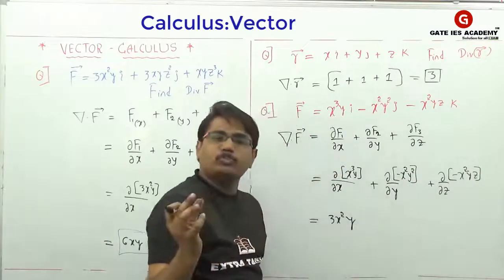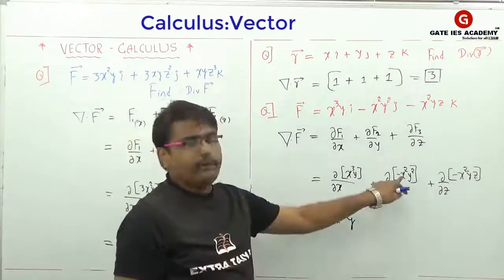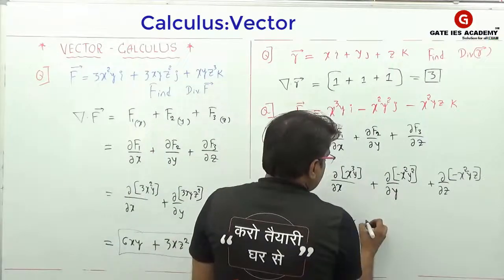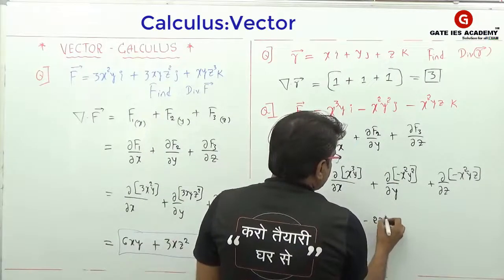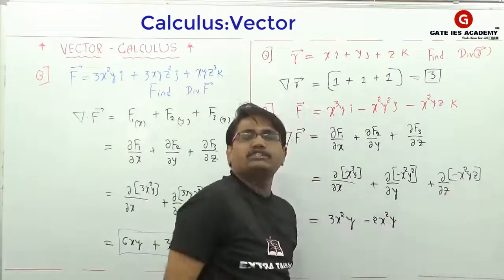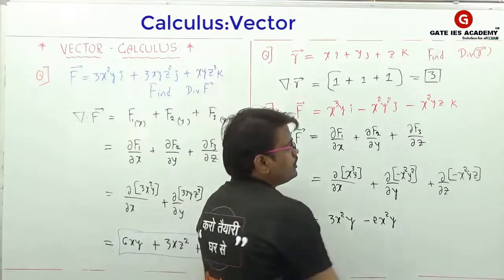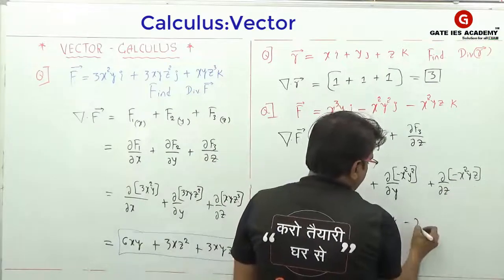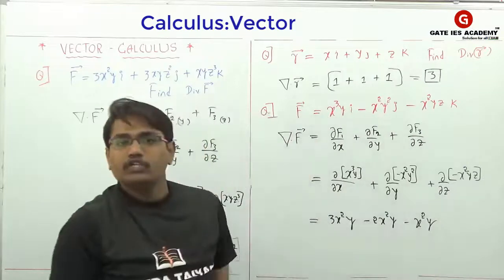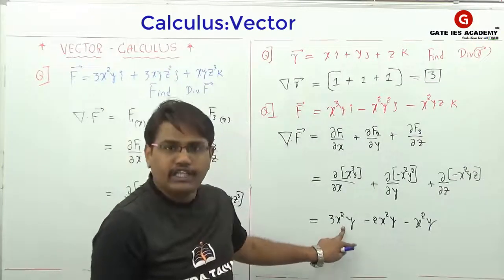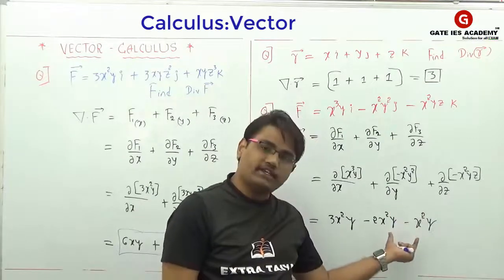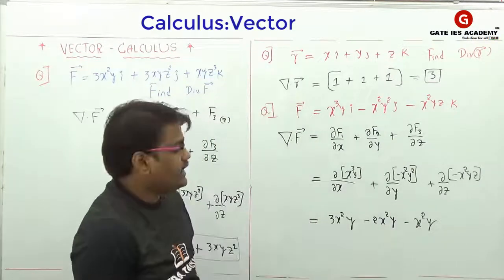Y square becomes 2y and the remaining thing stays as it is because it is a constant. So it becomes minus 2x square y. Now with respect to z, z differentiation is 1. So the constant stays as it is, minus x square y. So finally it becomes 3x square y minus 2x square y minus x square y, which is 0. So finally the answer is 0.